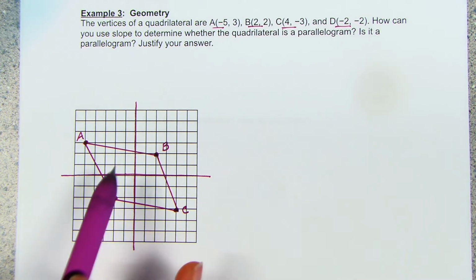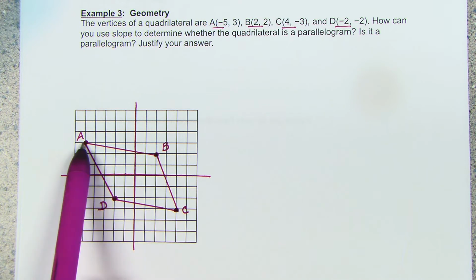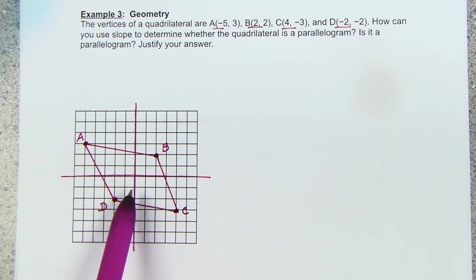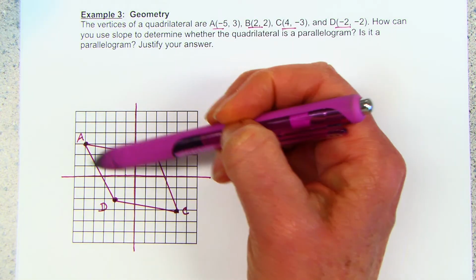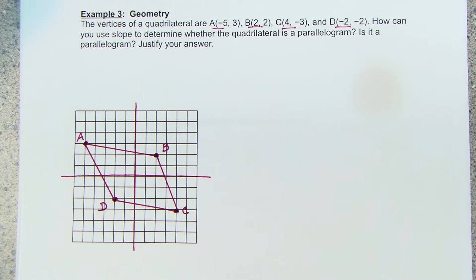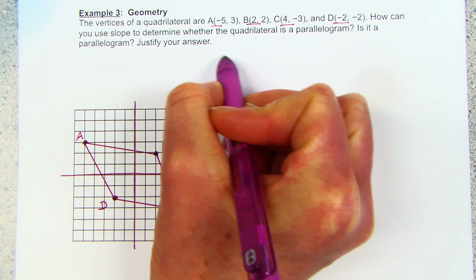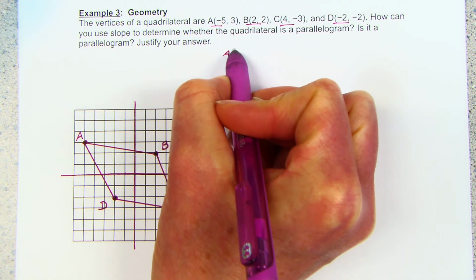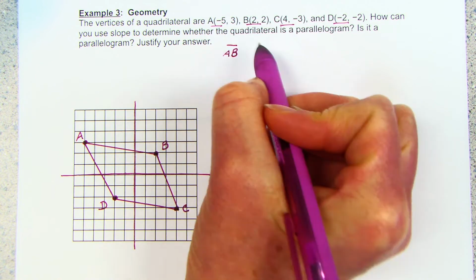All right. So in order for these to be a parallelogram, I'm going to have to find the slopes of all the lines. And then if AB is parallel to DC and AD is parallel to BC, then it's a parallelogram. All right. So I'm going to kind of do them in pairs. I'll do AB. Put the line over it.